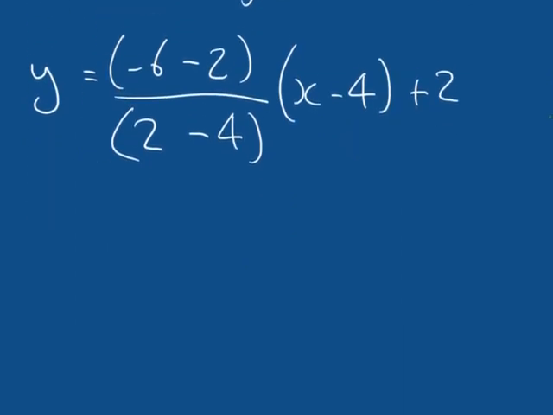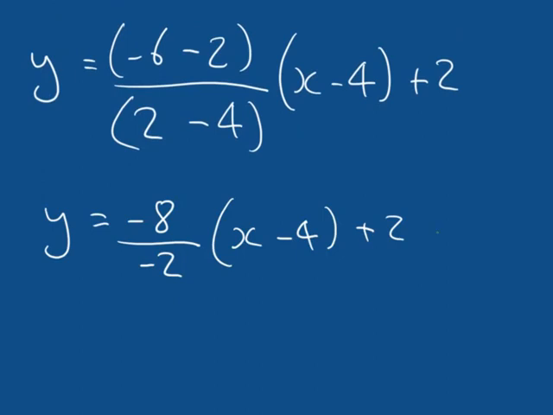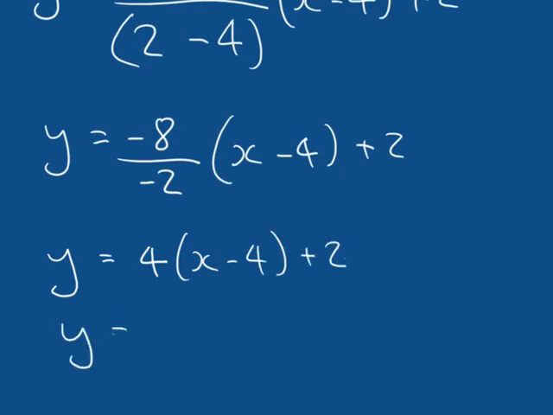And now let's expand that. So y is equal to minus 6 minus 2 is minus 8, over 2 minus 4 is minus 2, times x minus 4, plus 2. So minus 8 divided by minus 2 is 4, times x minus 4, plus 2. Therefore, y is equal to 4 times x.